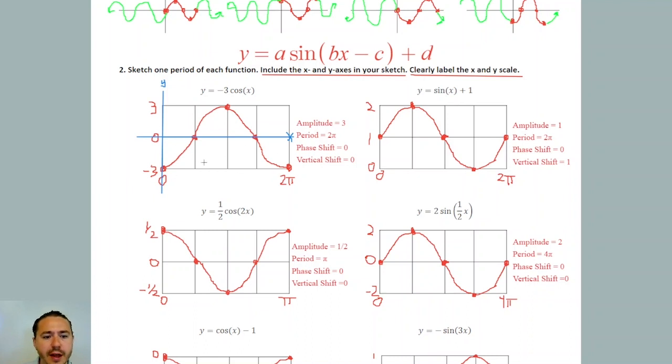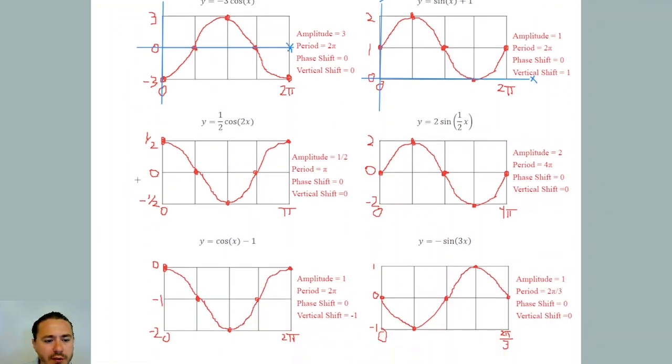So there you go. There's one cycle of the graph of -3 cosine x. Here we've got our x-axis down here, and our y-axis is here. So this whole wave is kind of riding the x-axis down here. Here's y, here's x.